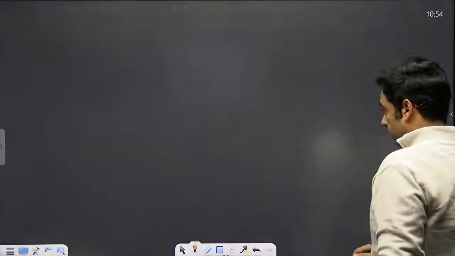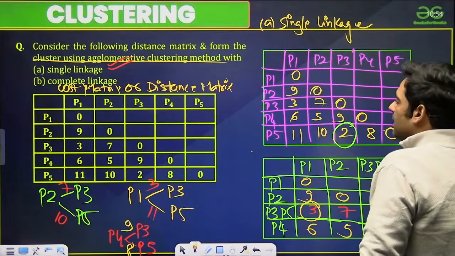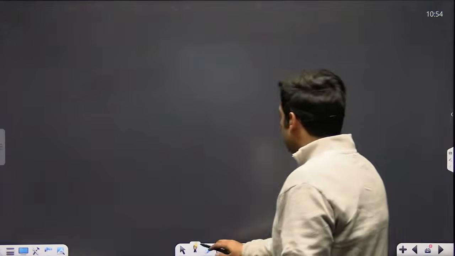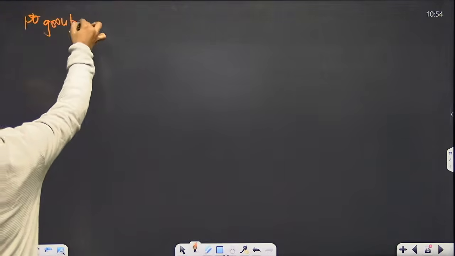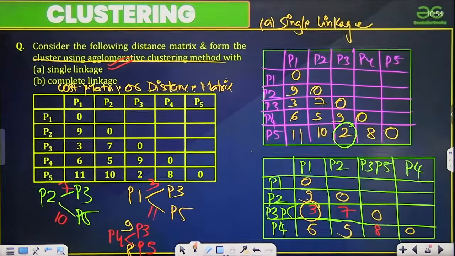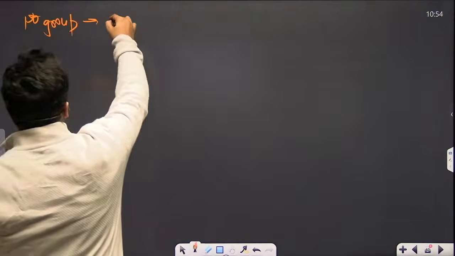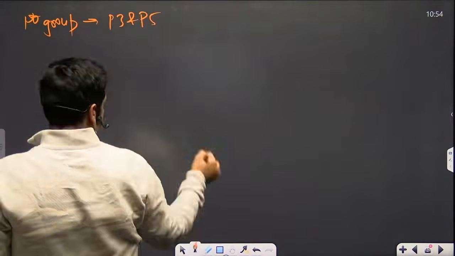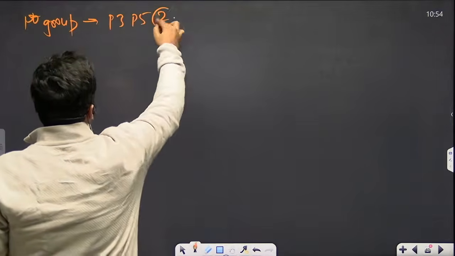Next, I'll write at what cost I clubbed which elements. In the first grouping, which elements were grouped? The first group was made between P3 and P5, at a cost of 2.